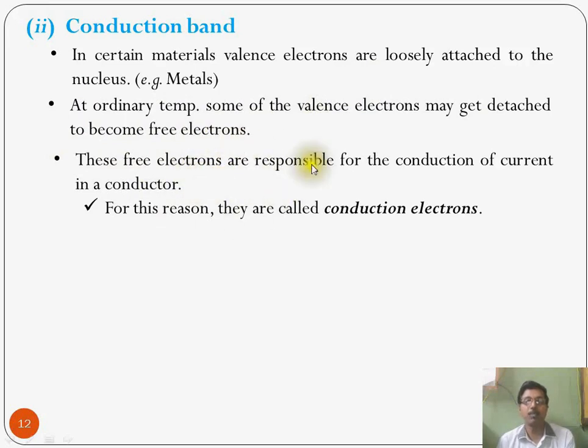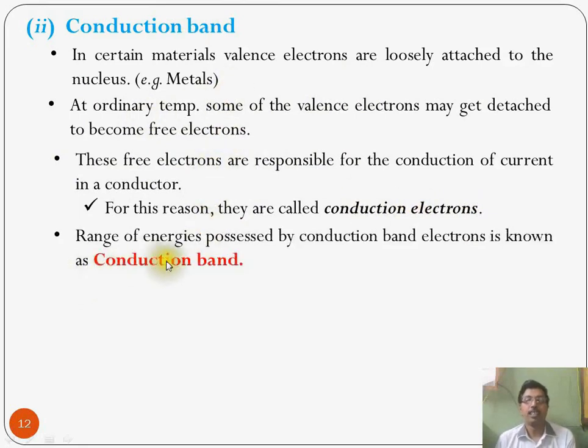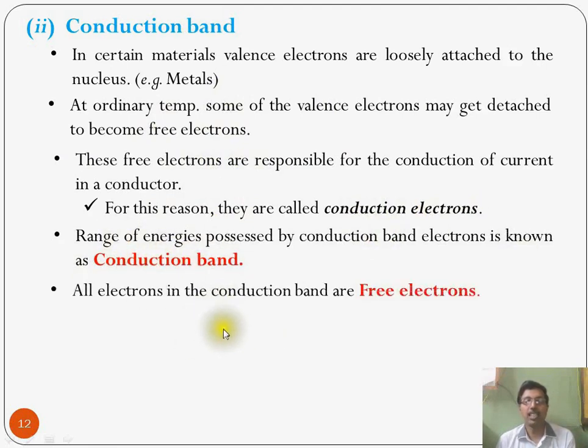That is why they are called conduction electrons. The electrons present in the conduction band are called conduction electrons or free electrons. The range of energy possessed by the conduction band electrons is known as the conduction band. Note this: all the electrons present in the conduction band are free electrons.